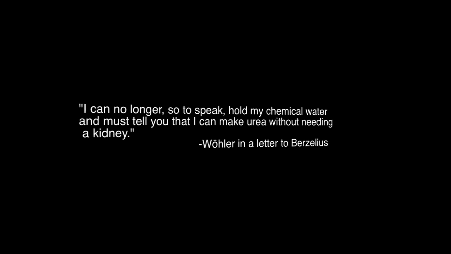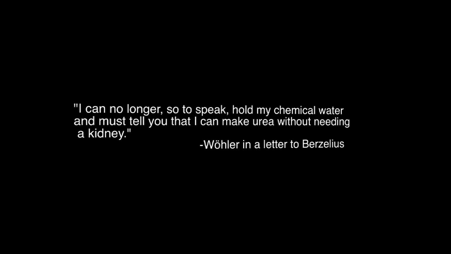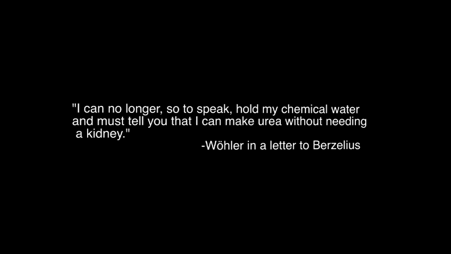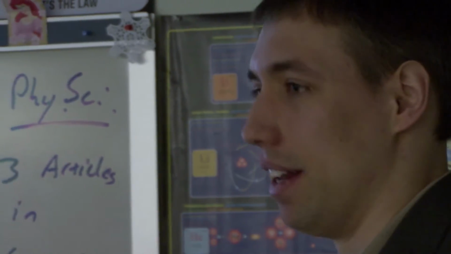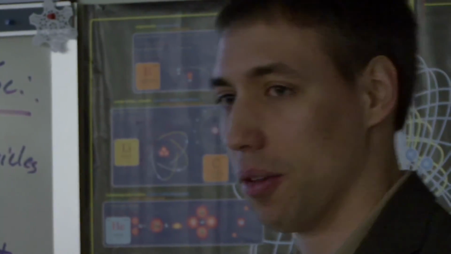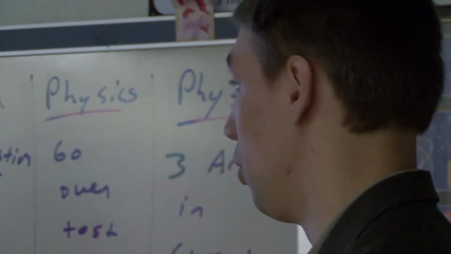Here's his comment in a letter. He said, "I can no longer, so to speak, hold my chemical water and must tell you that I can make urea without needing a kidney." It's actually made in the liver, processed in the kidney, but we'll forgive him for that mistake. But he made it. He made something a living organism can make. This is the birth of organic chemistry. This is the birth of synthesizing molecules to do what we want.